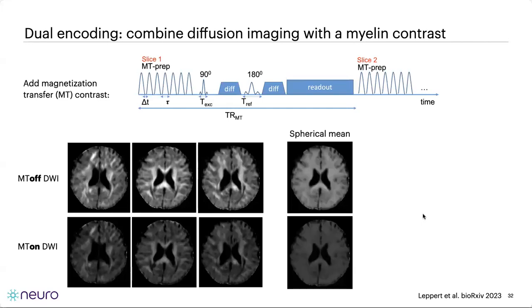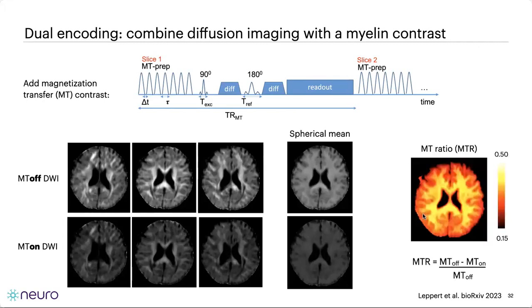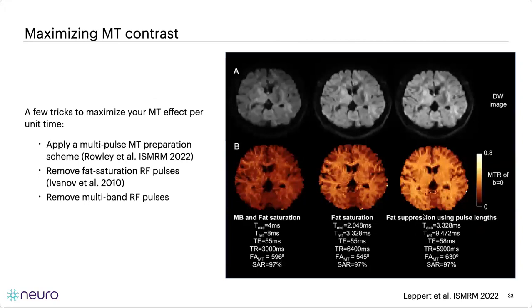Now, if you take the spherical mean, by this I mean you're just averaging all of the images across the different diffusion encoding directions, you'll get something that looks like this, right? And then you can simply combine those to create a simple MTR map. So this is just to show you that we actually do have decent MTR contrast, even when we include it with the diffusion sequence, okay? But that's not how we're going to analyze the data.